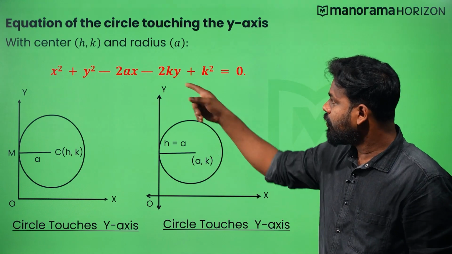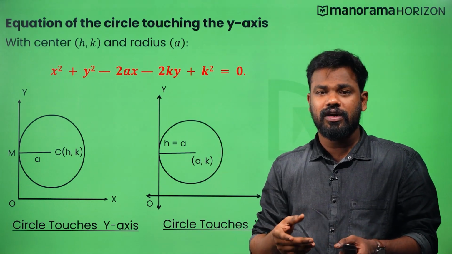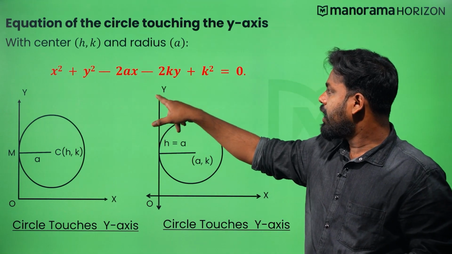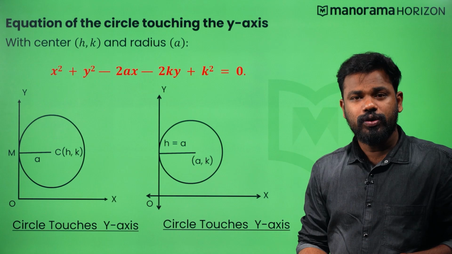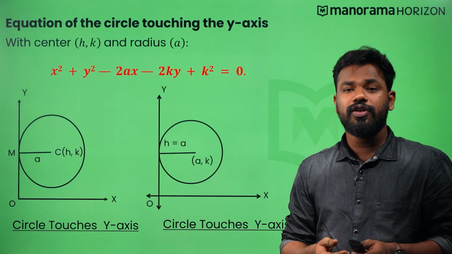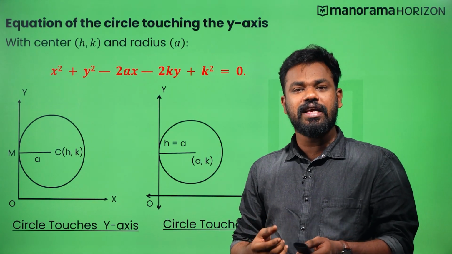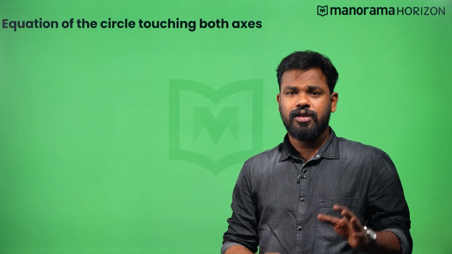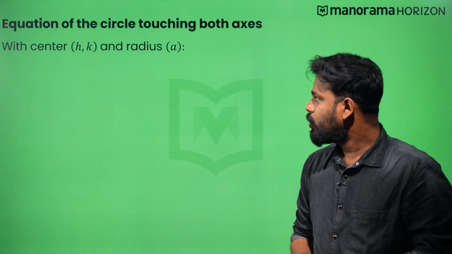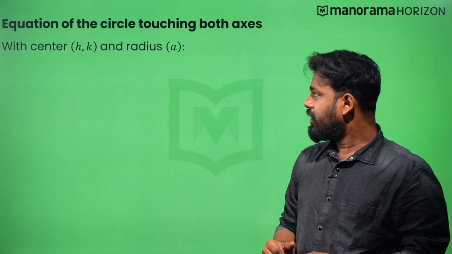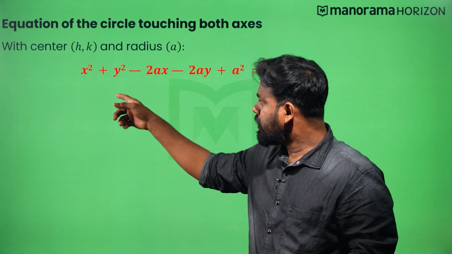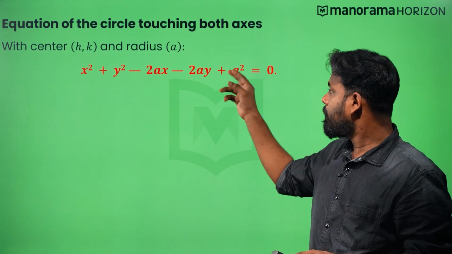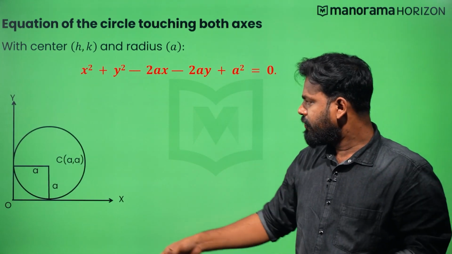And using this center, if you substitute it in the general equation of a circle, you will be getting the equation as x square plus y square minus 2ax minus 2ky plus k square is equal to 0. And that is about how you find the equation of a circle which touches the y-axis. Now, equation of a circle which touches both the axes. Suppose it is touching both x and y at the same time. So what happens is, hk is the center and the radius is a. And the equation here will be x square plus y square minus 2ax minus 2ay plus a square is equal to 0. We can see that from the figure here.